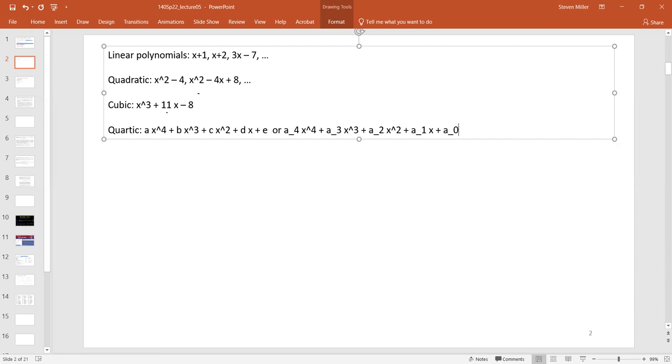So the question is, what's a good notation? You really want to think about what are good notations. And here, by using these subscripts, we help ourselves. The term in front of the x to the fourth, we'll call that a sub 4. The term in front of x cubed, we'll call that a sub 3.